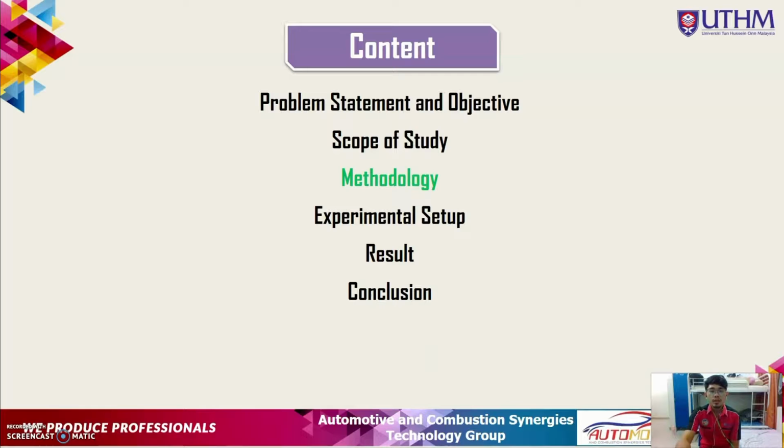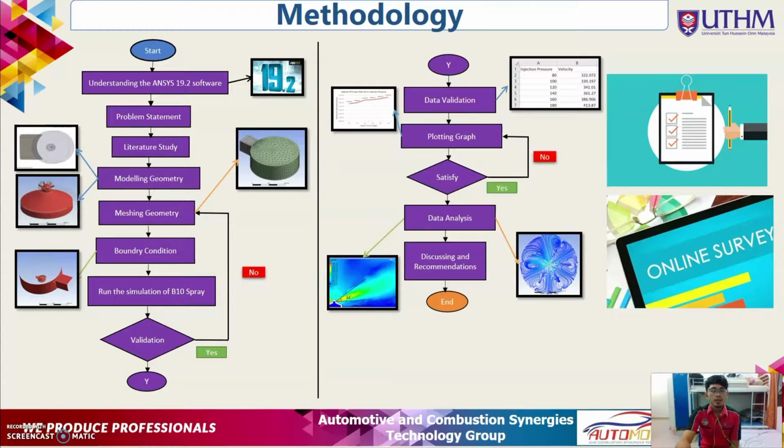Next, the methodology. First, understanding the ANSYS software and the problem statement. After that, literature review, modeling geometry, meshing geometry. Next is boundary condition. Then run the simulation of the spray. If valid, we go to the next process. If not valid, we go back to the meshing geometry.